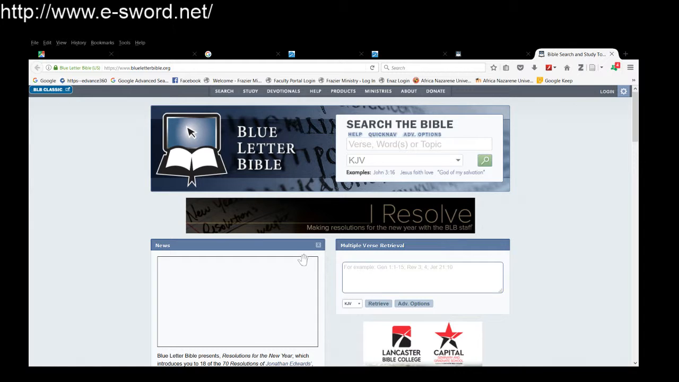If you look in Matthew chapter 11 verse 28, it says, "Come unto me, all ye that labor and are heavy laden, and I will give you rest." Verse 29, "Take my yoke upon you, and learn of me, for I am meek and lowly in heart, and ye shall find rest unto your souls. For my yoke is easy, and my burden is light."